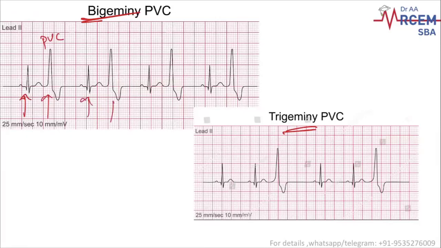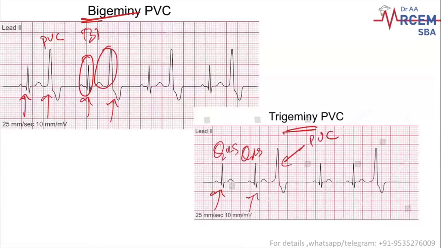Again, normal QRS complex, a PVC. So bigeminy is a pairing that is present. That's why it is known as bigeminy. Two normal QRS complexes, then suddenly you have a premature ventricular contraction. This is known as trigeminy.